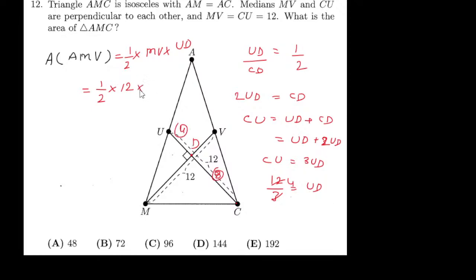So this height is what? 4. Now 2 6s are 12, 6 4s are 24. Now this AMV is half of the total area. So it is half of the total area, so my total area will be double of this. So it will be 48. So 48 is the answer.